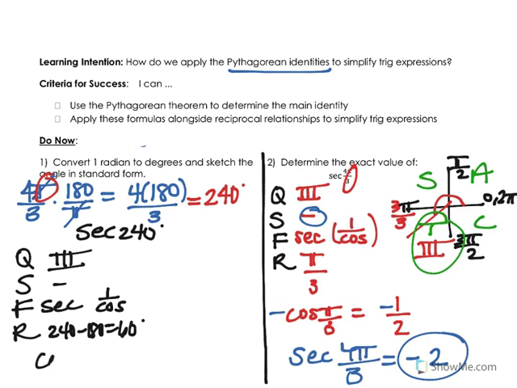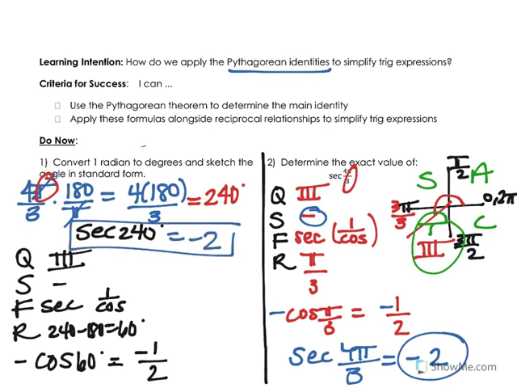So cosine or negative cosine of 60 degrees, you would go to the unit exact value chart and get negative 1/2. So taking the reciprocal of that, you would get negative 2 for your secant. So very similar, but it just depends on how well you can recognize your reference angles and your quadrants from radians, or do you like it better doing that in degrees?